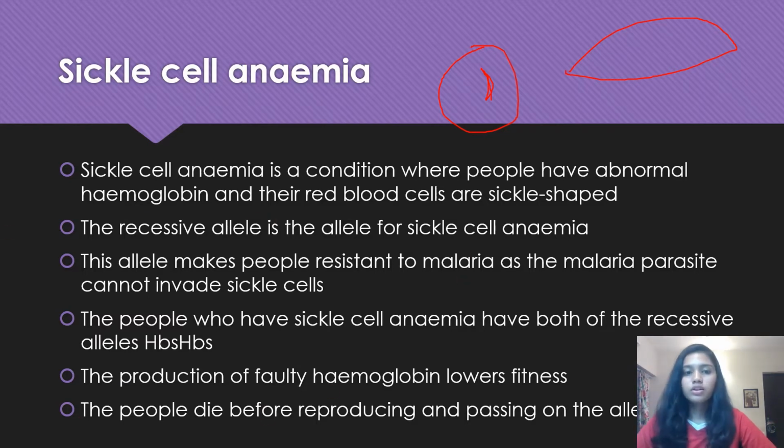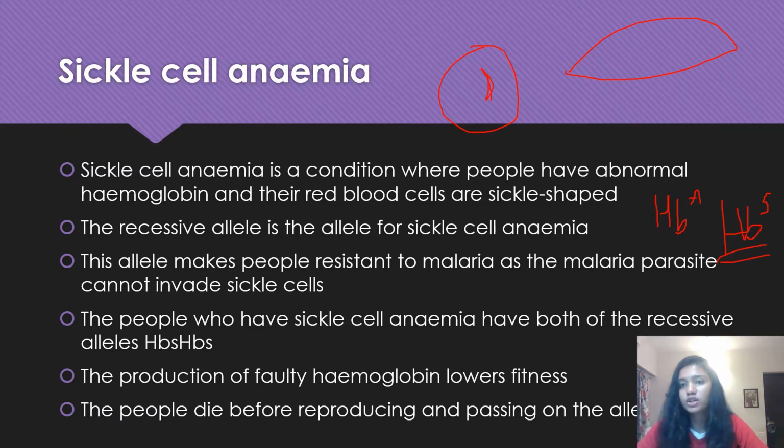Basically, as you know, you have different alleles of a gene. An allele is a version of a gene. So for sickle cell anemia, you get the recessive allele. So what are the two alleles? Let me just write it down. You have HbA, which is for normal hemoglobin, and HbS. This is the recessive allele.